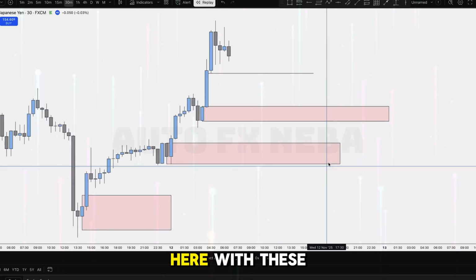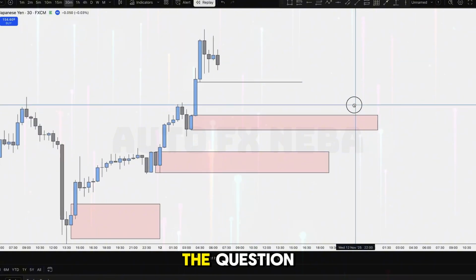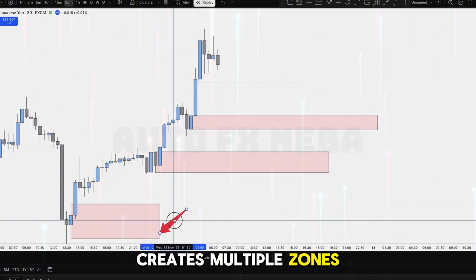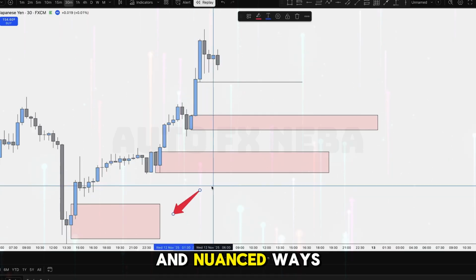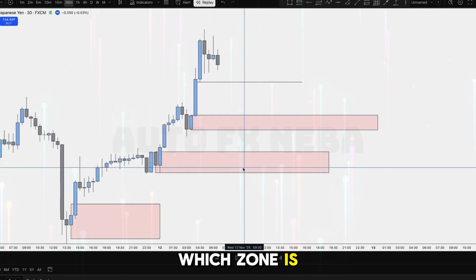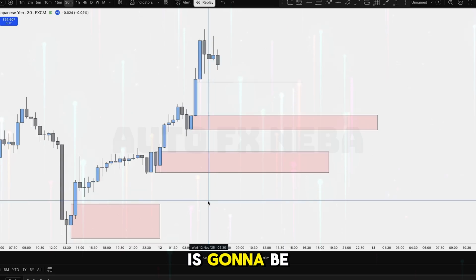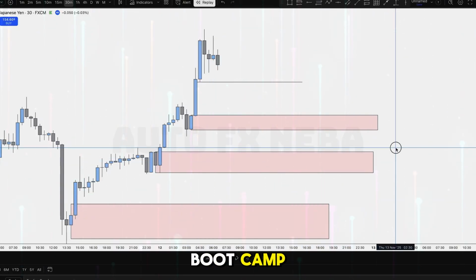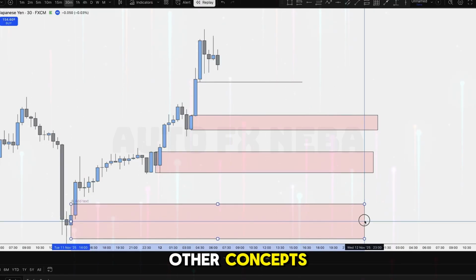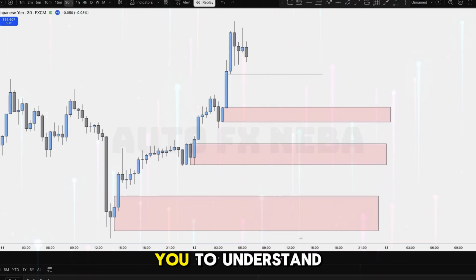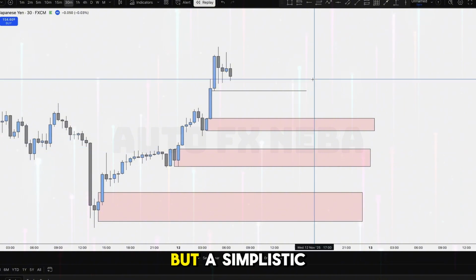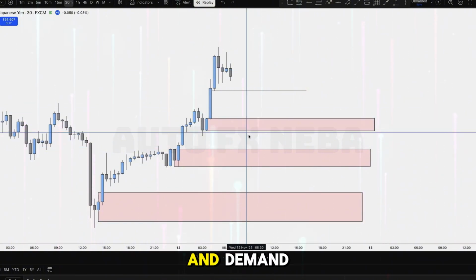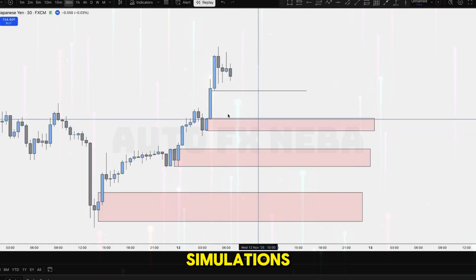Now, while we're here with these demand zones marked out, you might have the question: how do we select between zones when the market creates multiple zones? Well, there are nuanced ways to identify which zone is going to be the best versus which one is going to be the worst. You will learn about these more throughout the bootcamp, as we need to introduce some other concepts like market efficiency in order for you to understand how to select the best zone. But a simplistic rule I will give you for now, if you are going to practice supply and demand, remember, do it in simulations.